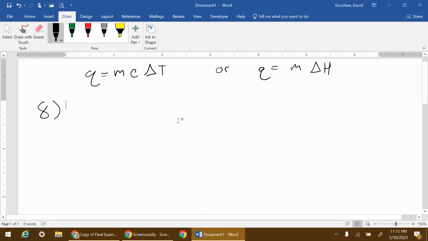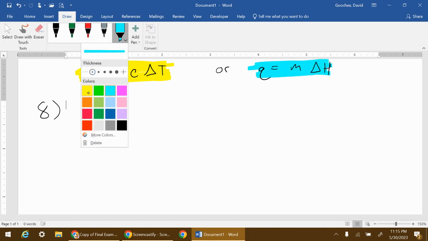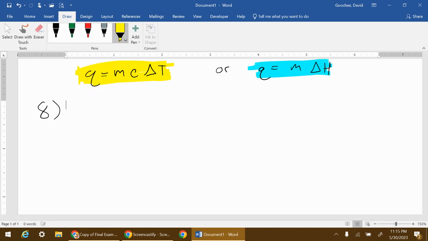In starting this problem, we have to ask ourselves, which of the two energy equations are we going to use? The first one over here on the left, Q equals mc delta T in yellow. This is an equation that's useful for calculating heat that causes a change in temperature. This delta T is a change in temperature. On the other hand, this equation on the right here is the energy needed to change something's state of matter. And this delta H is the heat of phase change.